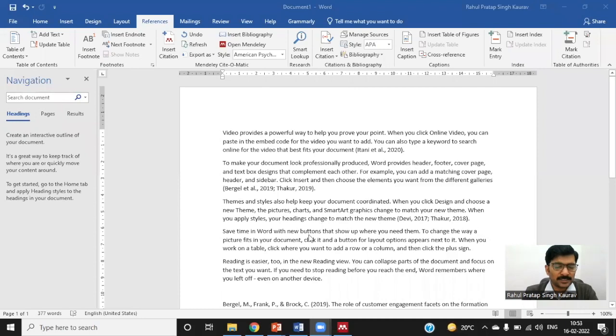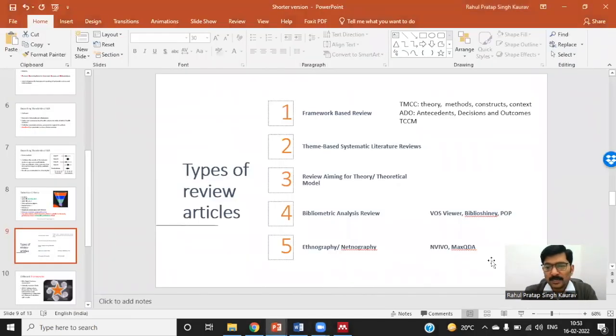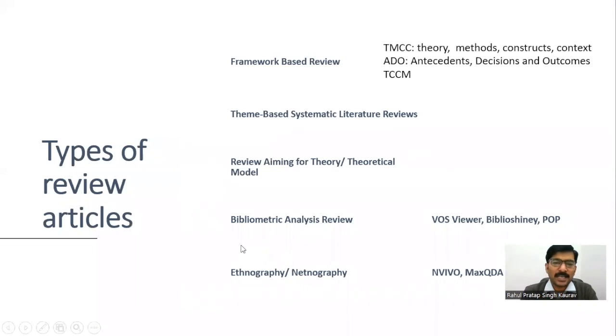Before moving ahead about how to use Mendeley to write a literature review, let us understand what are the different types of systematic review papers. That will help all of us in understanding what we are trying to perform here.